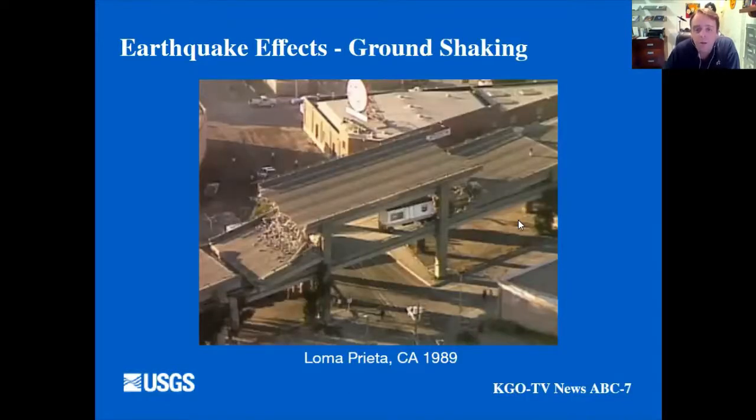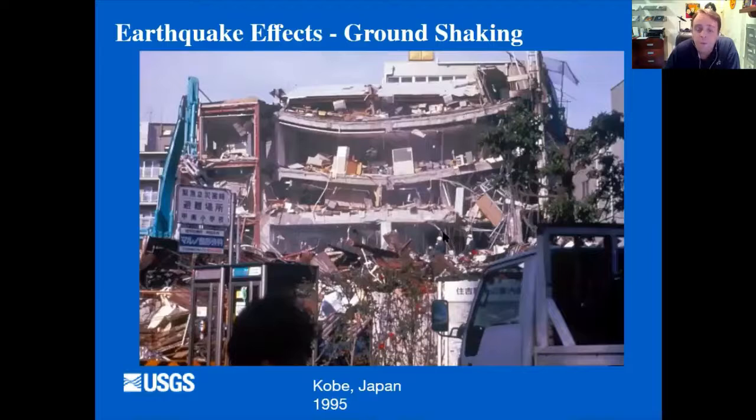Loma Prieta, California, in 1989, also very close, maybe a 6.5, right outside of Los Angeles. And you can see this highway pancaked. Kobe, Japan, a very similar sized earthquake in 1995, and you can see this whole face of this building just sheared away. Again, remember, surface waves: slowest, most destructive, side-to-side motion, but also a rolling motion. So those two are combining.